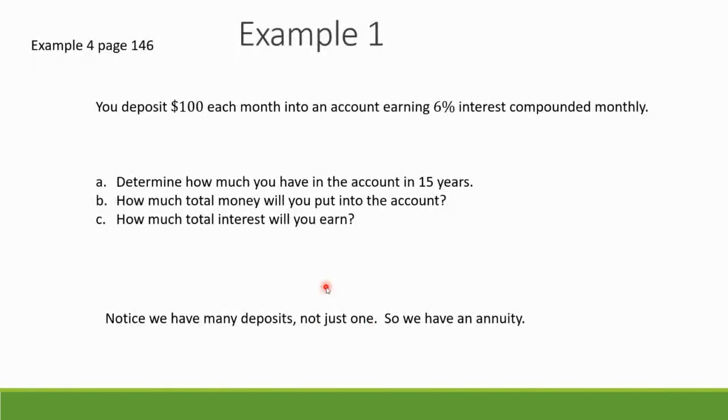So let's say we want to solve this one. I'll show the formula shortly again. Let's say we deposit $100 a month, each month into an account, and the account is earning 6% interest, and it's being compounded monthly. So we're not taking any money out, we're making deposits, many deposits. That's why we have an annuity. And we want to answer these three questions.